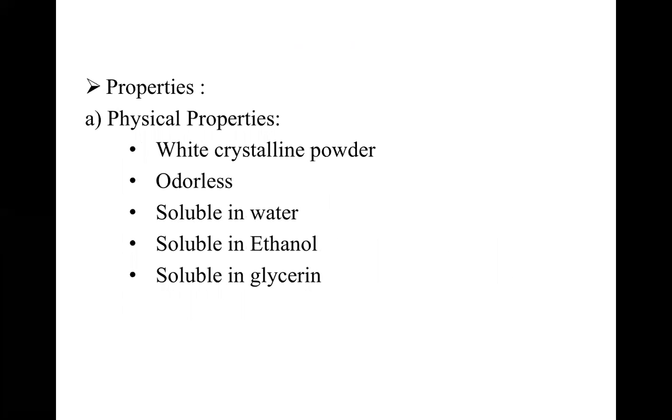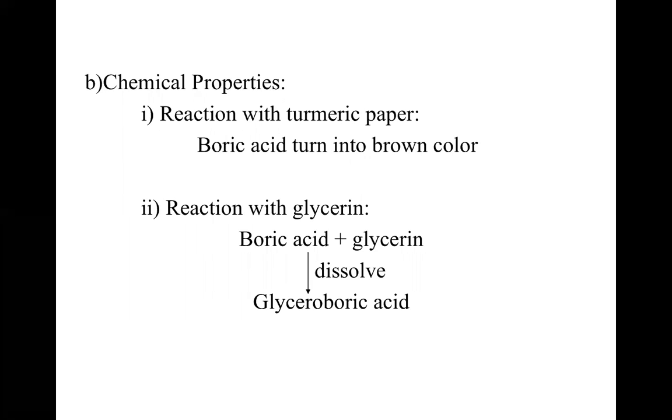Next are the properties of boric acid. Physical properties: it is a white crystalline, colorless, shiny plate or powder, odorless in nature, soluble in boiling water and in 95% ethanol, freely soluble in boiling water and also soluble in glycerin. Chemical properties: it reacts with turmeric paper, turning it brown. The second chemical property is reaction with glycerin. Boric acid reacts with glycerin, dissolves and forms glyceroboric acid.